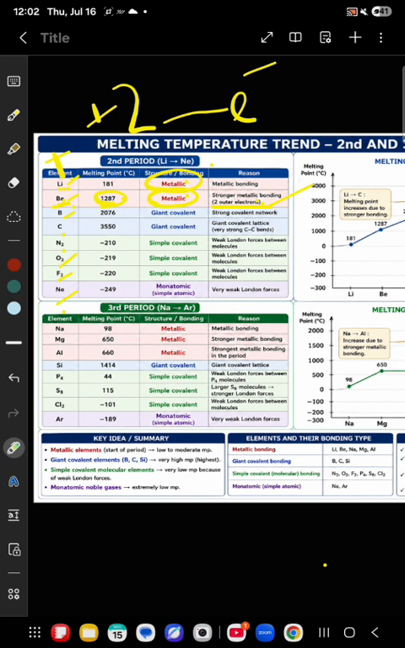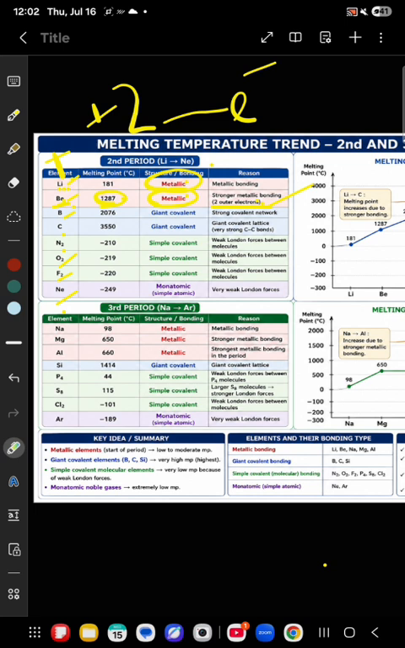So sometimes your examiner can just ask you about lithium and beryllium. Both are metals, so why is there a difference? You should know that beryllium has a stronger metallic bonding, because it has two outer electrons, it can lose the two electrons, it will form a 2+ cation, there would be strong electrostatic attraction, and the metallic bond would be stronger than lithium's.